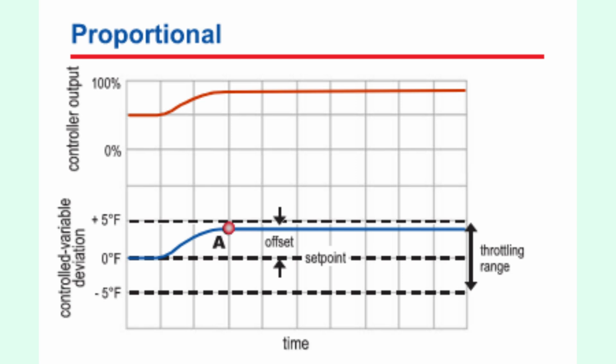Now, let's talk about throttling range, also known as the proportional band. It's the temperature range over which the control device, like a valve or damper, moves from fully closed to fully open, or from 0 to 100%. This defines how tight or wide the controller reacts to temperature changes. In short, proportional control provides steady, smooth regulation, but fine-tuning the gain and throttling range is key to avoiding oscillation or sluggish response. That's why we add integral action.